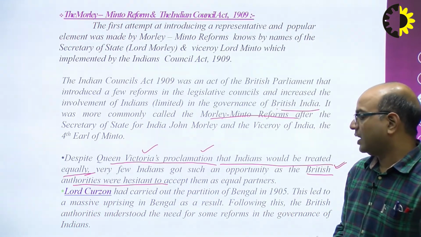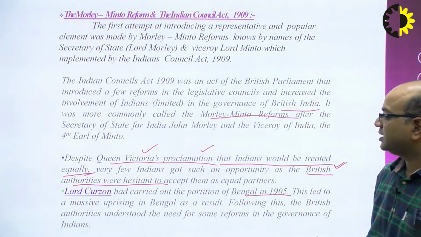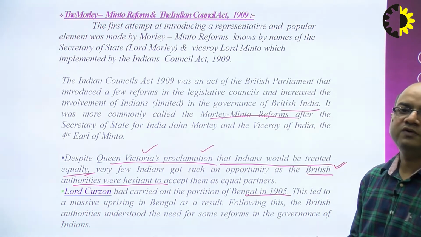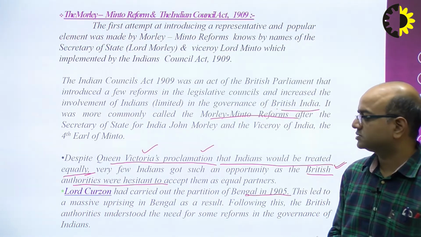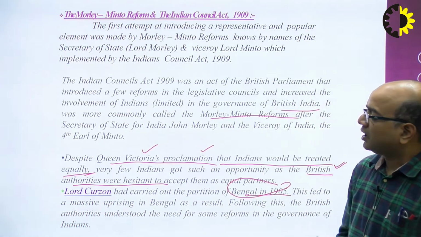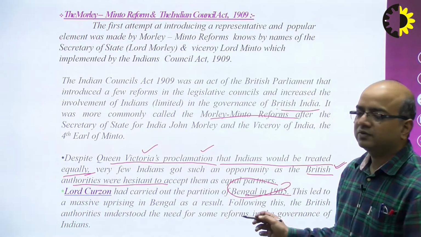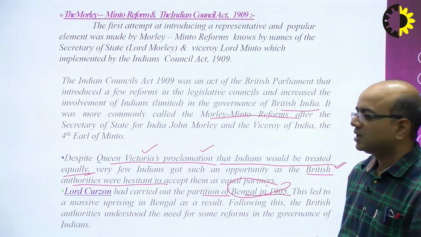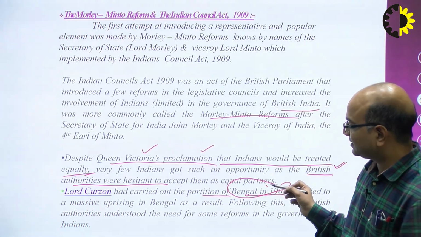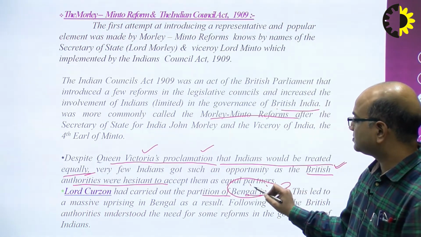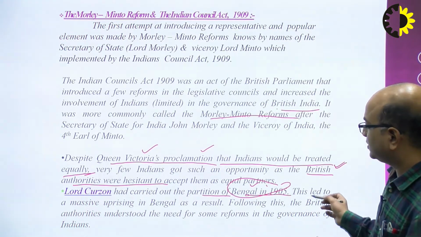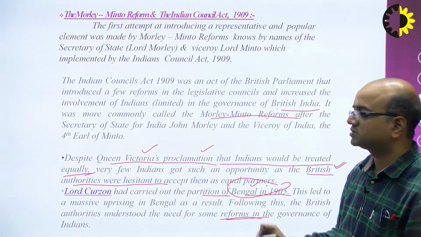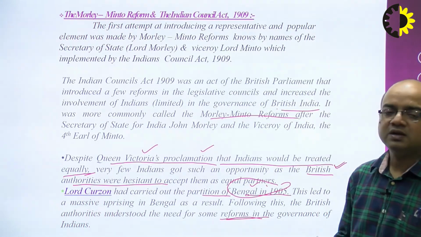Then Lord Curzon carried out the partition of Bengal. This led to a massive uprising in Bengal. As a result, the British authorities understood the need for some reforms in the governance of Indians. After this partition, the people of India were revolting, because the partition was held as the Britishers found that many revolt-related activities were going on in Bengal, so they thought it better to divide it into two parts. So Indians were revolting, and then the British realized they needed to bring some reforms so that the people of India could be pacified.